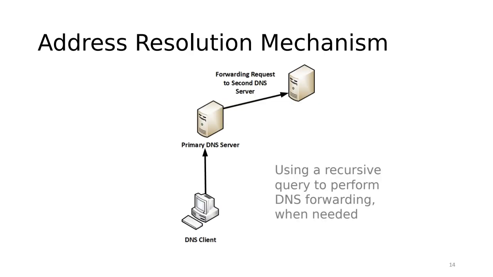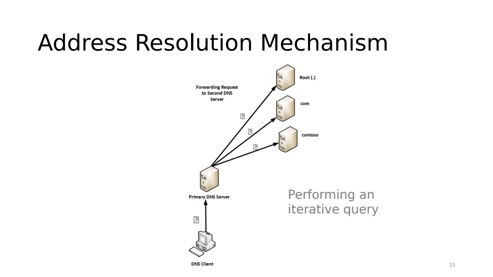So the drawing here shows the process. Please go to slide number 15. This is a good example. Here you have the DNS client. It sends the request to the primary DNS. And then the DNS will query first the root domain, .com, then Contoso. All right?